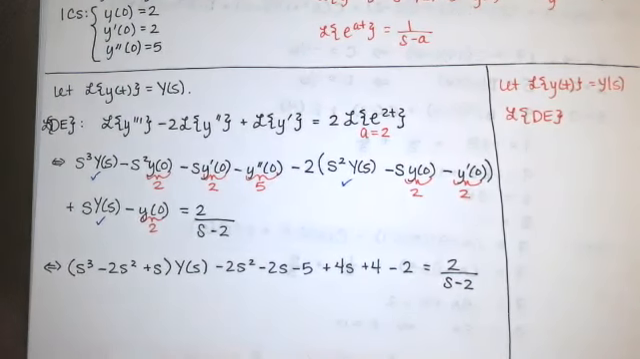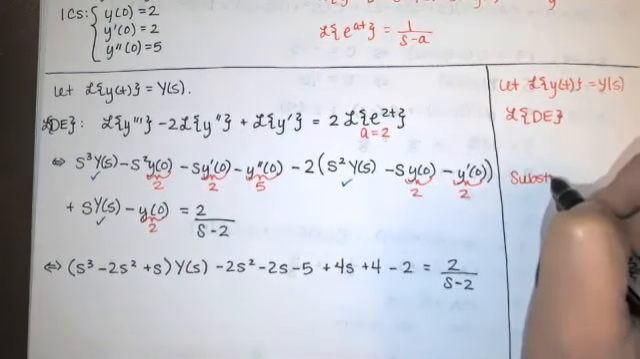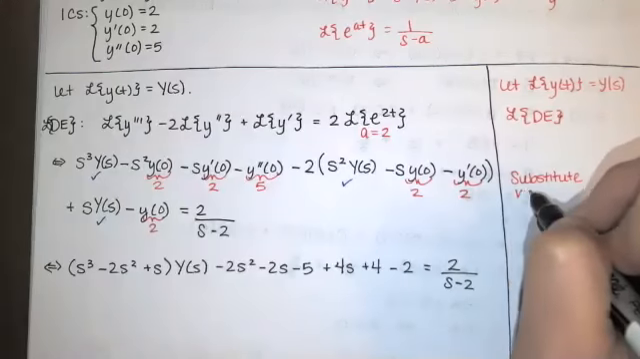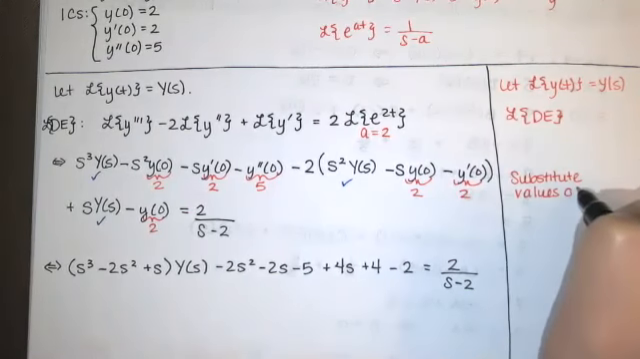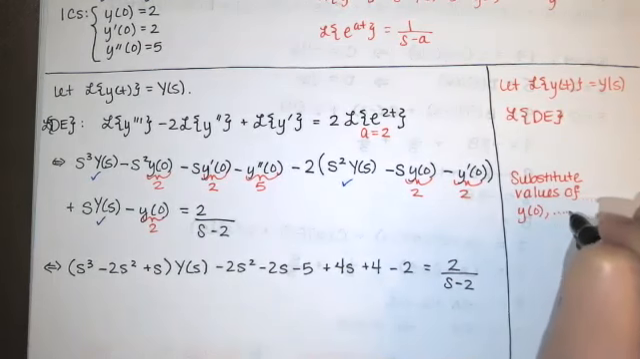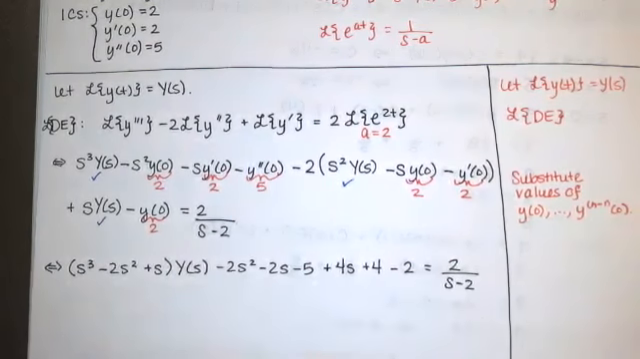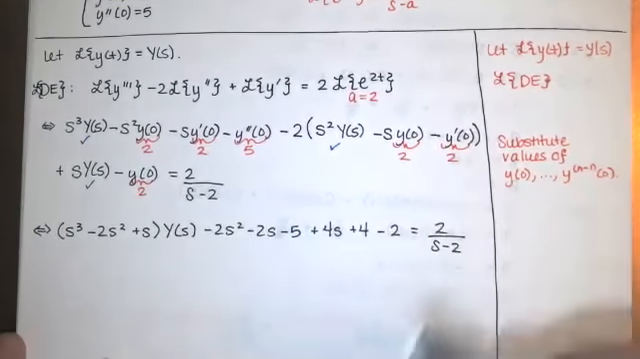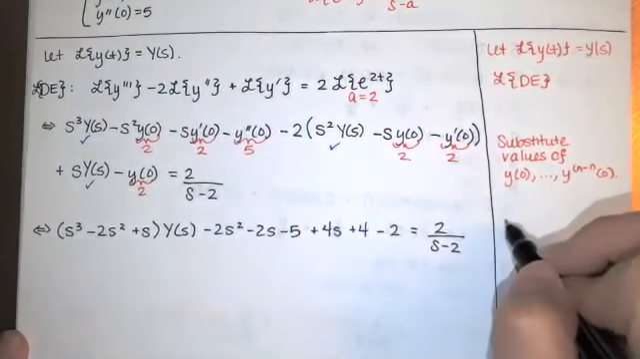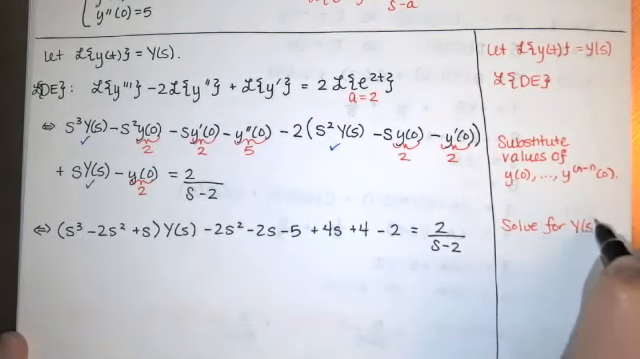So after taking the Laplace transform of the differential equation and then substituting in our initial conditions, so we're substituting values of y of 0 all the way up to the n minus 1th derivative at 0, then you end up with this equation in y of s. You want to take this equation now and solve it for the Laplace transform of the function you're looking for. So we're solving for y.